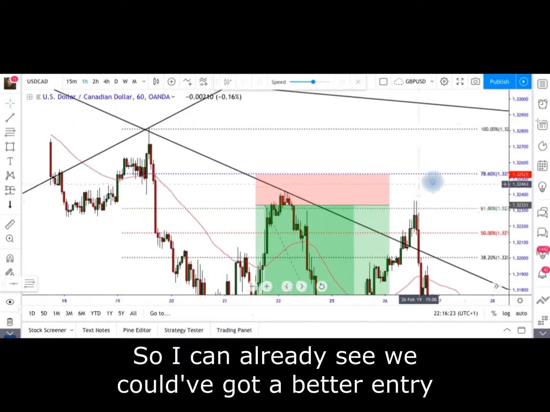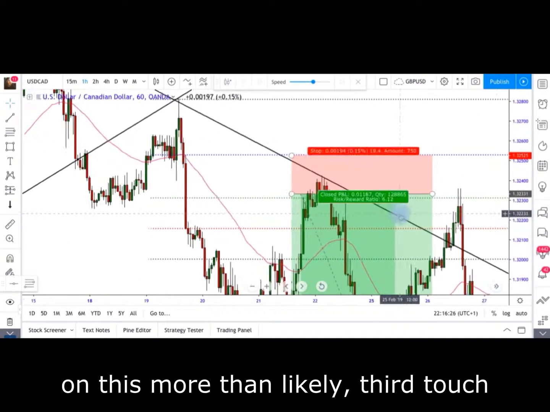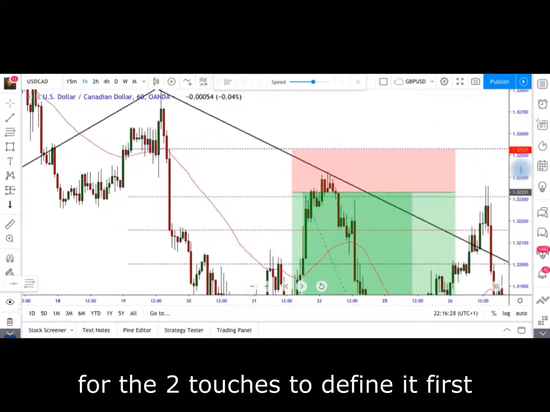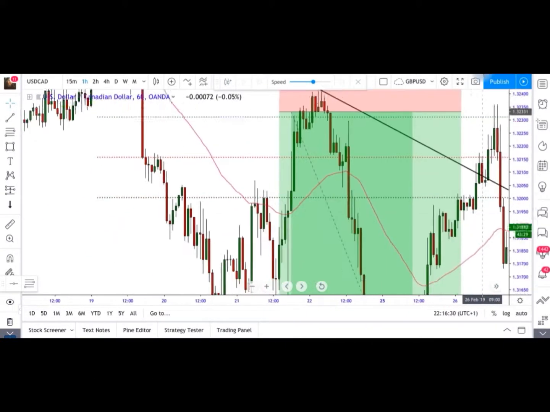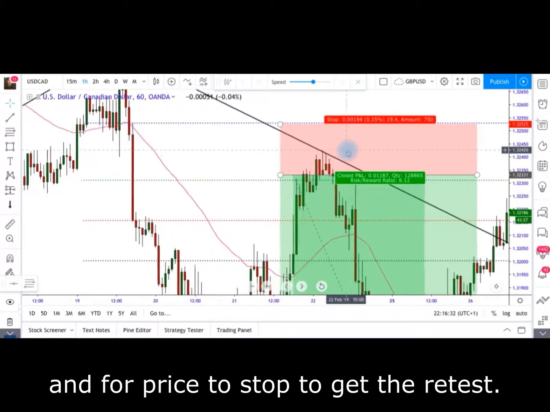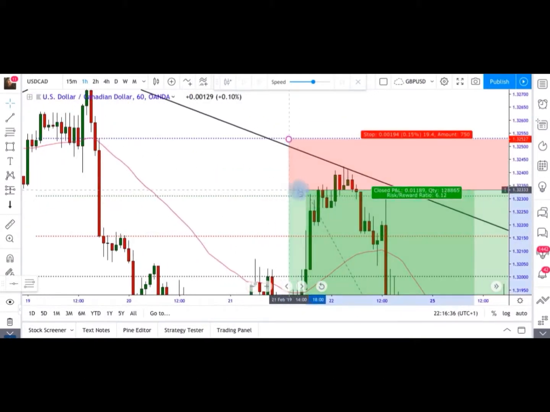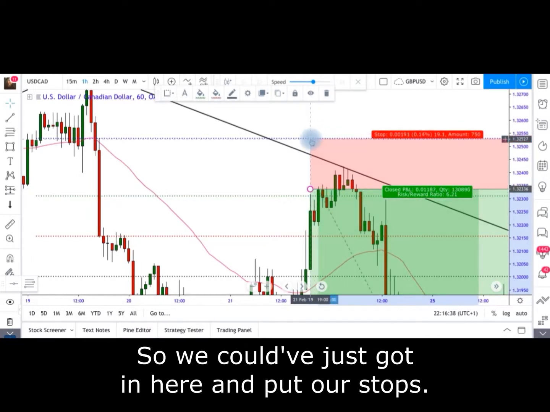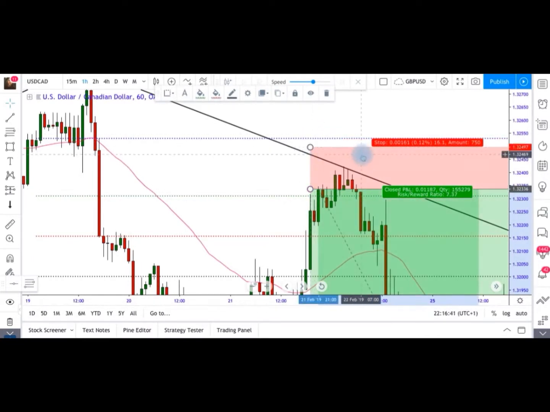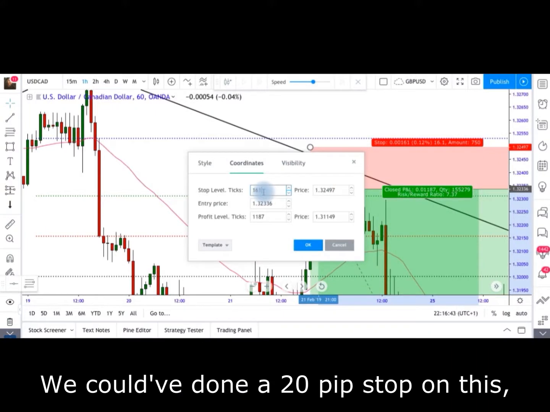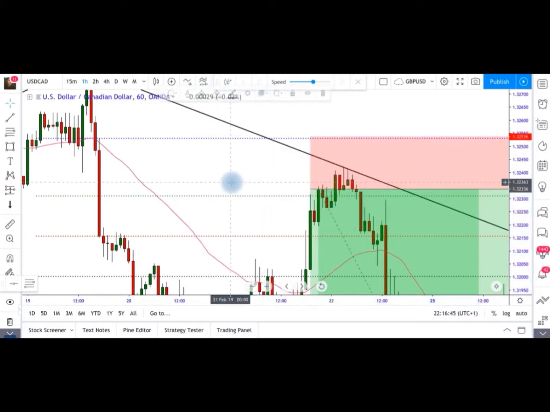So I can already see we could have got a better entry on this more than likely. Third touch of a descending trend line, wait for the 2 touches to define it first. Wait for price to stop to get the retest. We can see the retest lined up with 618. So we could have just got in here and put our stops. Could have done a 20 pip stop on this. Something like that.